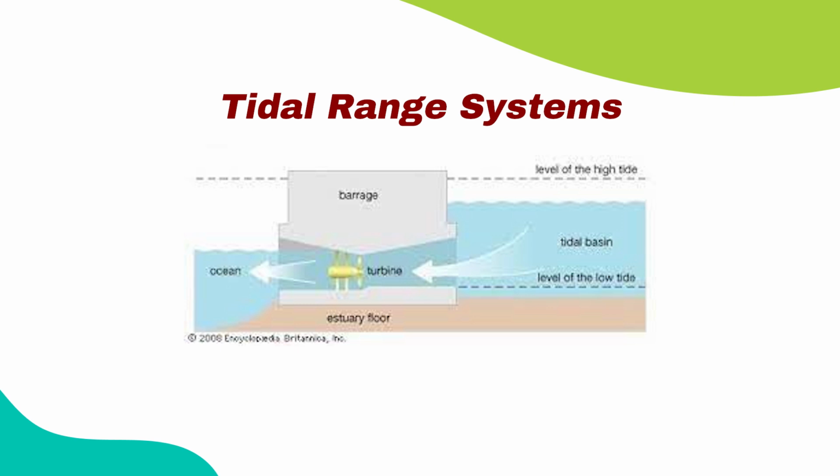Second, tidal range systems. Tidal range systems capture energy from the difference in water levels between the high and low tides. They include tidal barrages, tidal lagoons and tidal fences. These systems use gates and turbines to control the flow of water and generate electricity as it passes through.